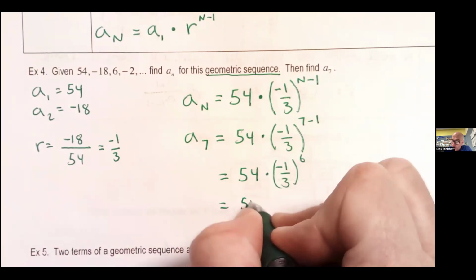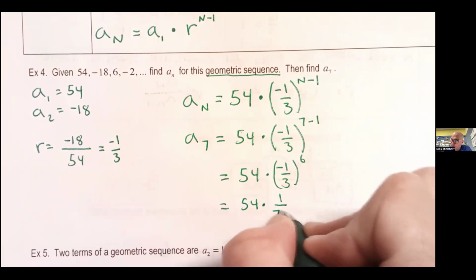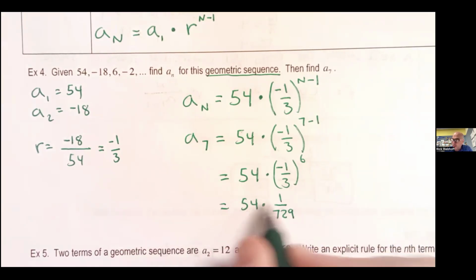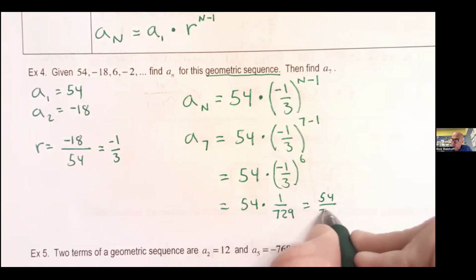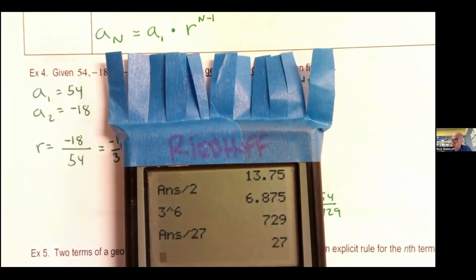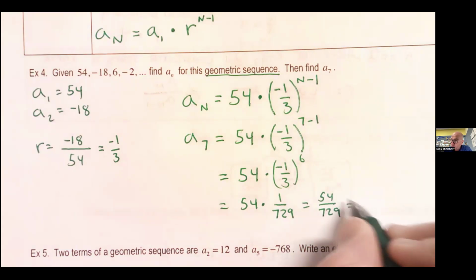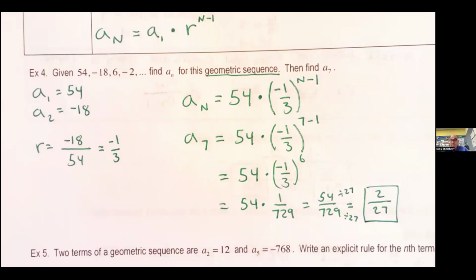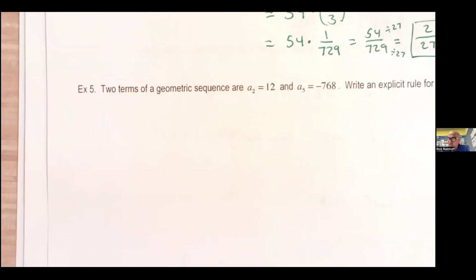So we have 54 times 1 over 729. I think that actually does simplify a little bit. I think we can divide by 27. So this is 54 over 729. I believe 729 is divisible by 27. Yes, there we go. 729 divided by 27 is 27. So we divide by 27, top and bottom: 27 on the bottom, 2 on top, and I think that's it. That number got a little crazy. That's okay. Here we go.